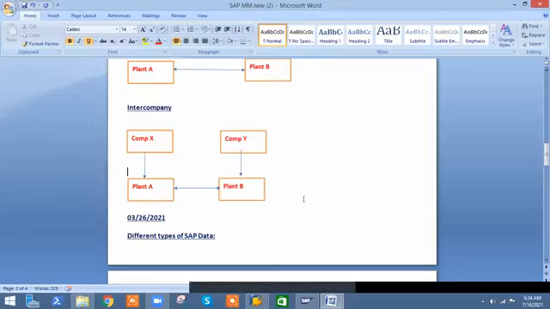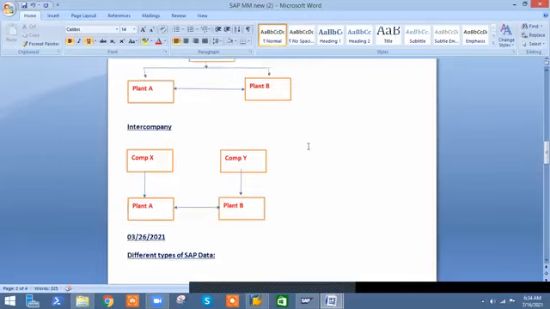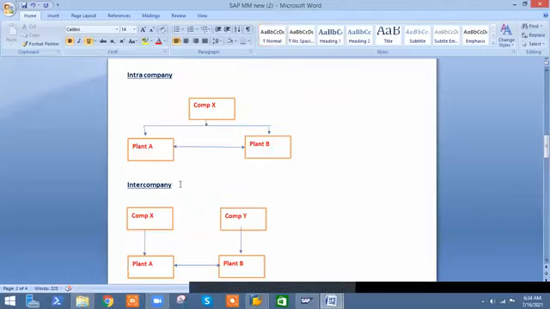That is the reason why, when the intercompany STO takes place across two different company codes, an invoice takes place, and from the customer side, billing takes place. That is intercompany STO and intra-company STO.